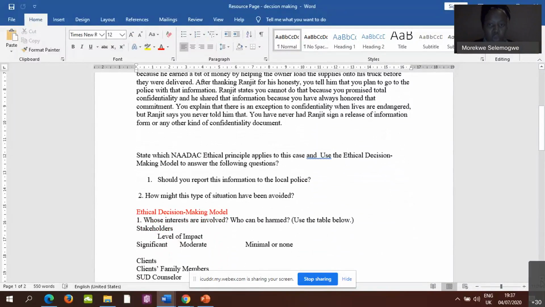So we are going to use the ethical decision-making model. But before we do that, I wanted someone to actually state which NADEC ethical principle applies to this case.